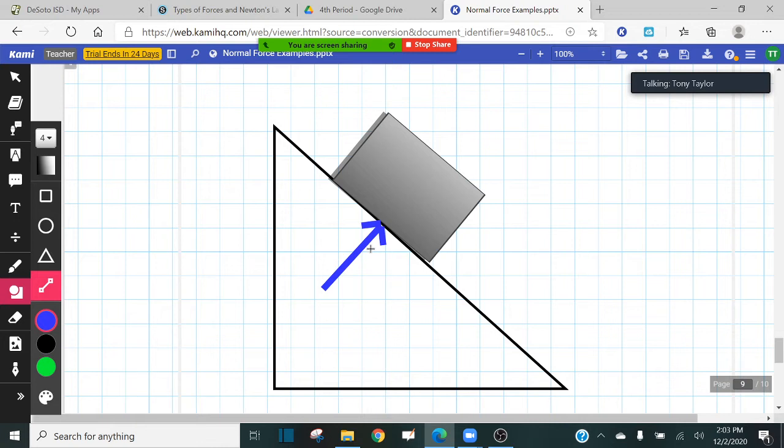Okay, guys, sorry about that. Another teacher was asking me a question, but anyway, since my surface here is at an angle, it's slanted, the normal force here gets slanted as well. Since this is the surface of contact, it has to be 90 degrees relative to the surface.